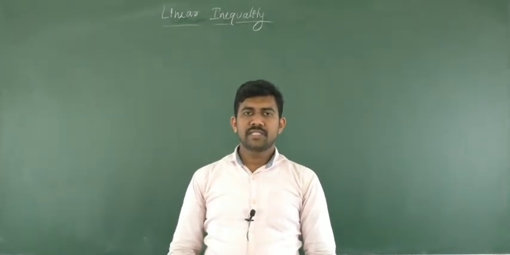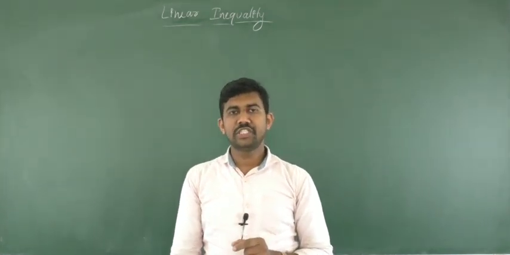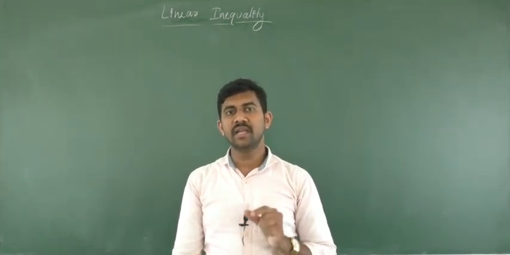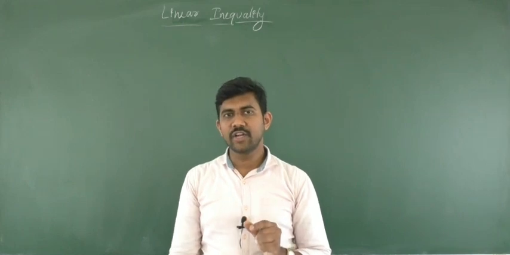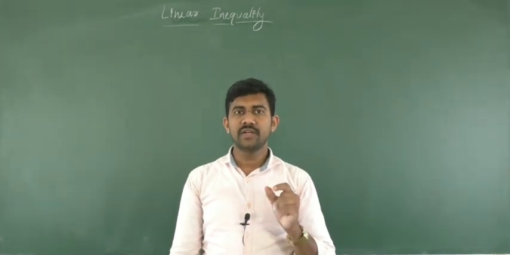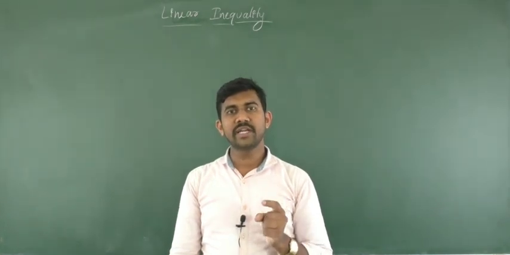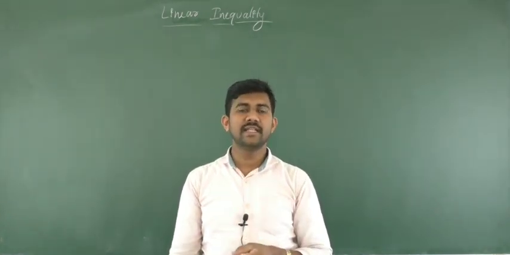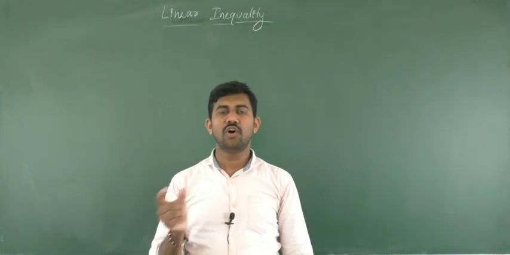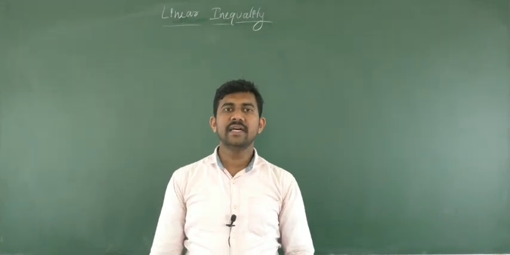Dear students, in our previous session we discussed linear inequalities, right? The definition of inequality: two real numbers or two algebraic expressions related by the symbol less than, greater than, less than or equal to, or greater than or equal to is called an inequality. There are two types of inequality: slack inequality and strict inequality. If the inequality contains the symbol less than or greater than, it is a strict inequality. If it contains less than or equal to or greater than or equal to, it is called a slack inequality.